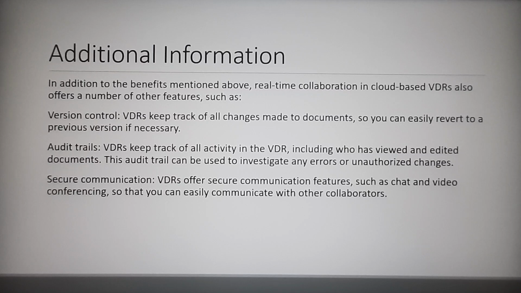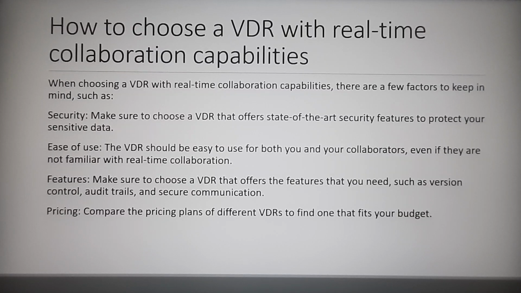Secure communication. VDRs offer secure communication features such as chat and video conferencing so that you can easily communicate with other collaborators. How to choose a VDR with real-time collaboration capabilities. When choosing a VDR with real-time collaboration, there are a few factors to keep in mind. Security. Make sure to choose a VDR that offers state-of-the-art security features to protect your sensitive data. Ease of use. The VDR should be easy to use for both you and your collaborators, even if they are not familiar with real-time collaboration.